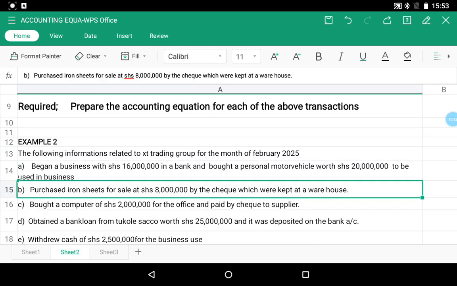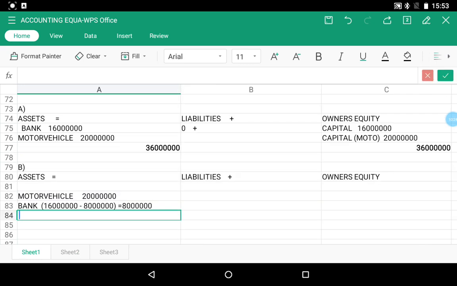This one, the one we bought, the iron sheets of 8 million, they said by check. That's why we are subtracting it from bank. So here we are going to record, here we are recording our 8 million.